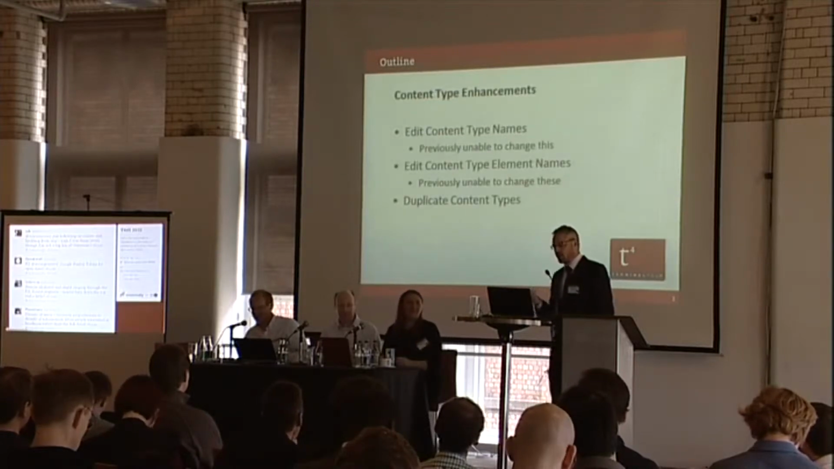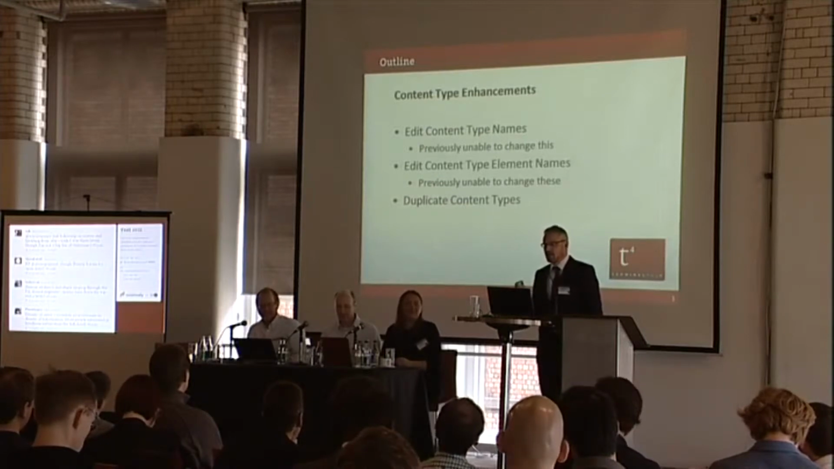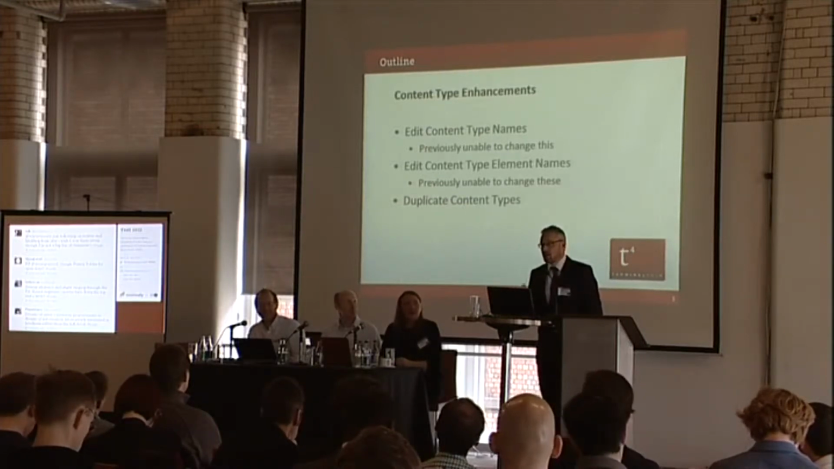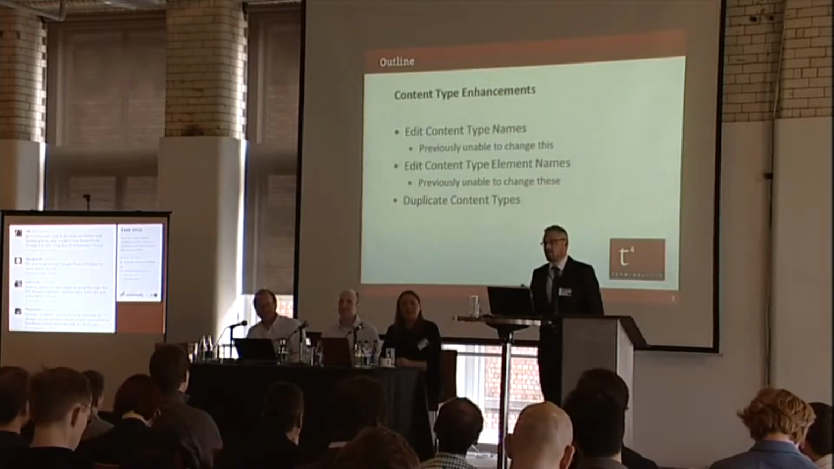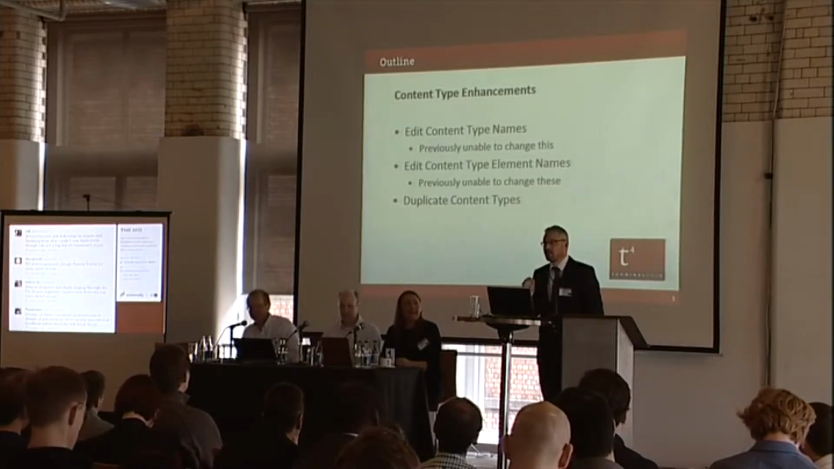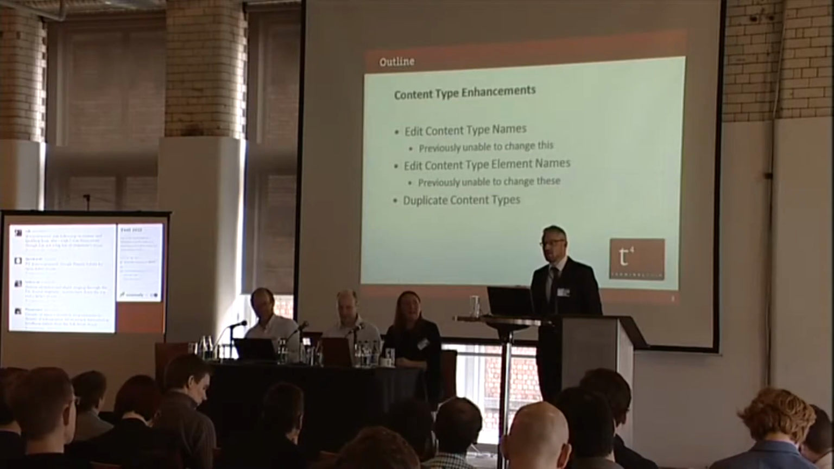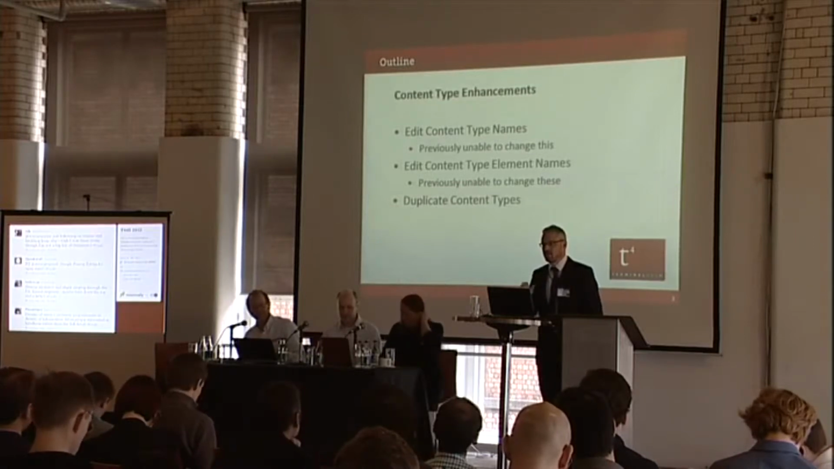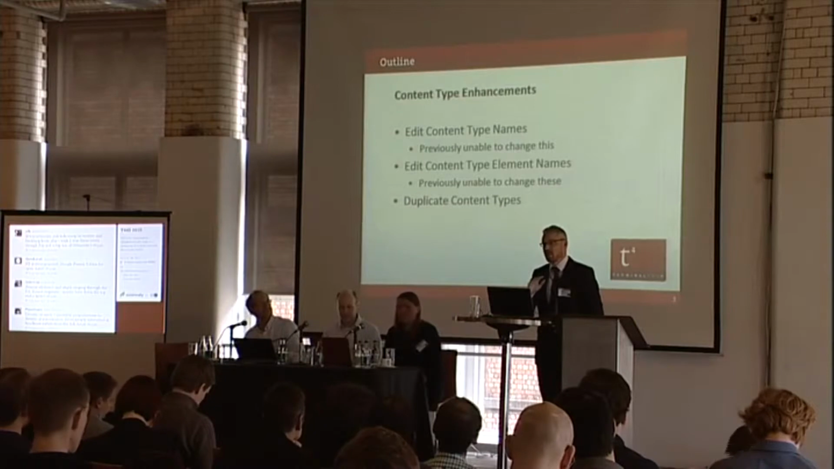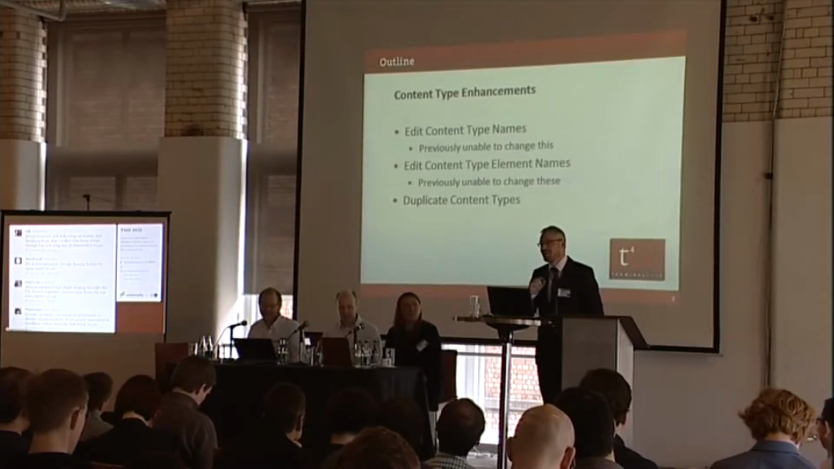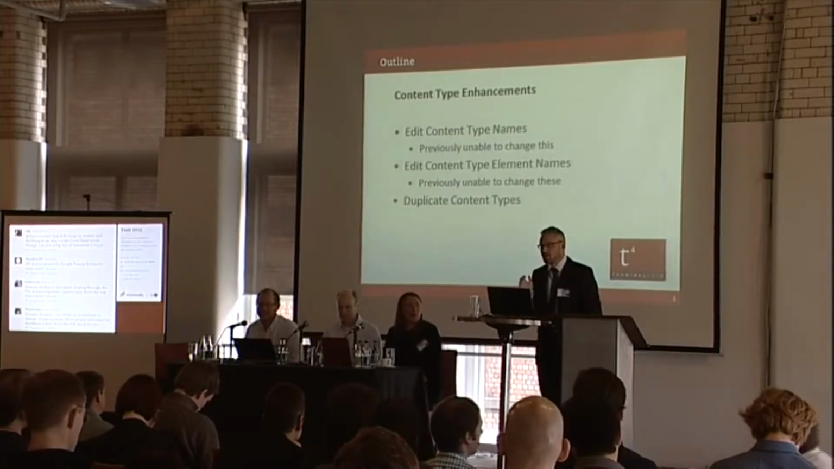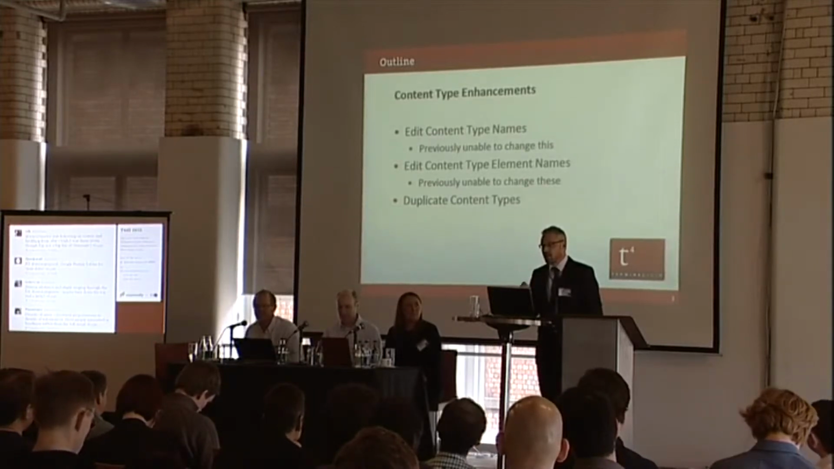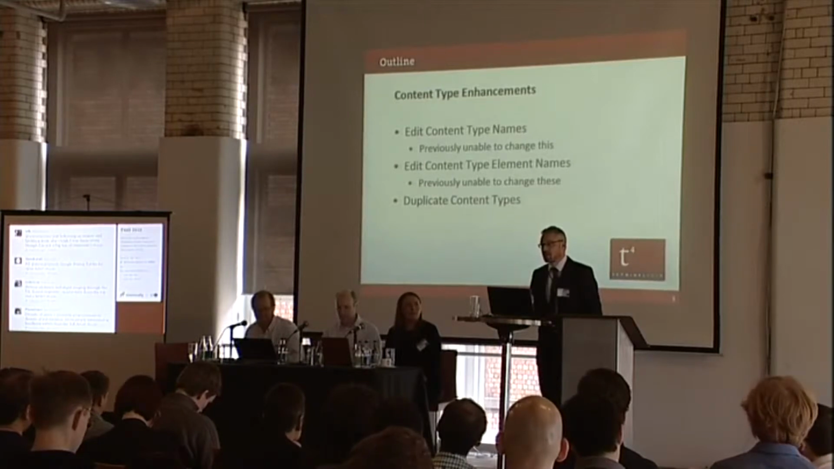So, what are the new things available in content types? Previously, when you created a content type, or as it was a template, you weren't able to change the name of it. That name was fixed. Similarly, with any of the element names that you created, you couldn't change any of those, so they were fixed. So if you made a mistake, or the name of the template or content type didn't reflect what you actually created it for, you weren't able to change it. And then finally, you're now able to duplicate content types.